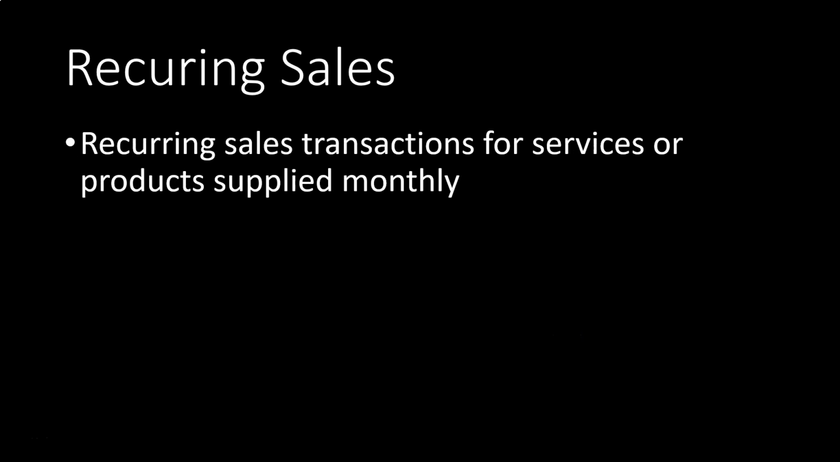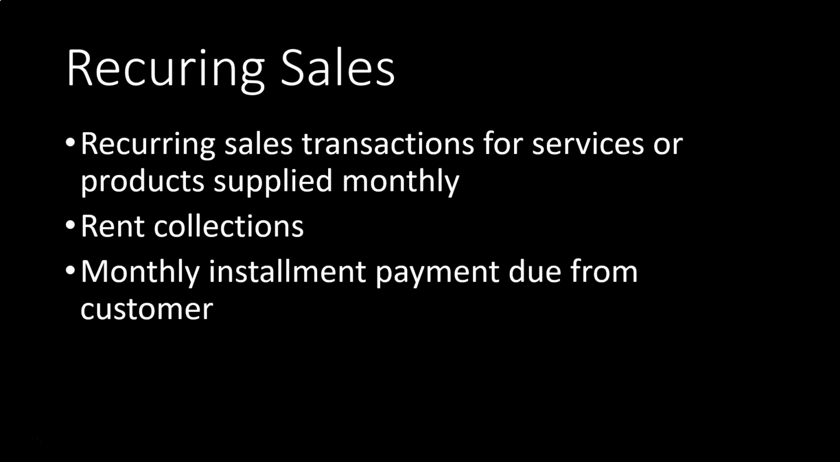On the sales side of things, when you make a sale, you could have recurring sales transactions for service or products supplied monthly. So if you're doing some type of business, if we are the app store and we're providing an app or something like that, and we're invoicing monthly, then we might have a recurring type of system there on the sales side. Any rent collections, we're the landlord, imagining in this situation, then we're expecting the rent collection to be happening. We might have a recurring transaction situation there for an invoice. And then monthly installment payments due from a customer. So if there's an installment payment type of system set up, then we might want a recurring transaction there.